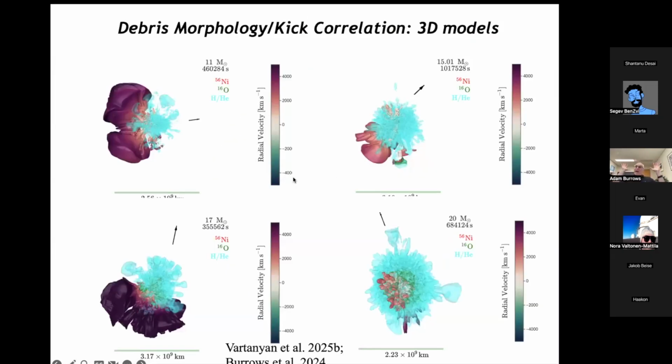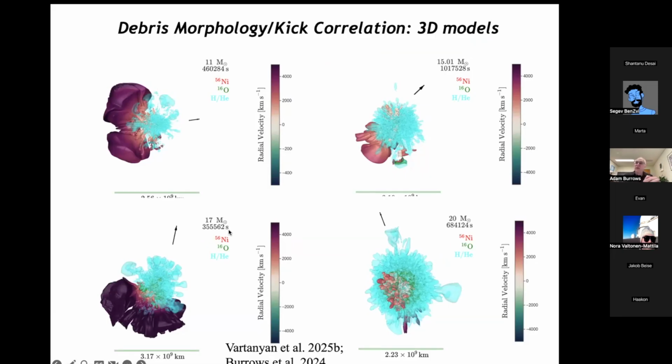Now, stepping back, we now look at our progenitors. There's an 11 solar mass here. There's a 15 solar mass, a 20 solar mass, 17 solar mass. And don't look at those numbers. This is just a collection. What you're seeing here is the model after 5 days, after more than a week, after fairly long times. This is in seconds.